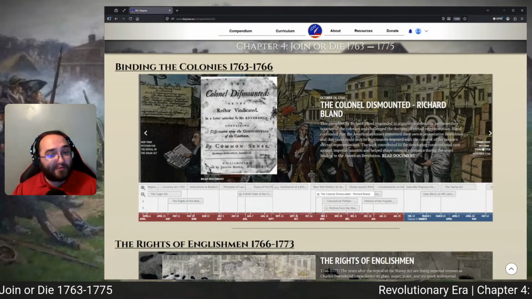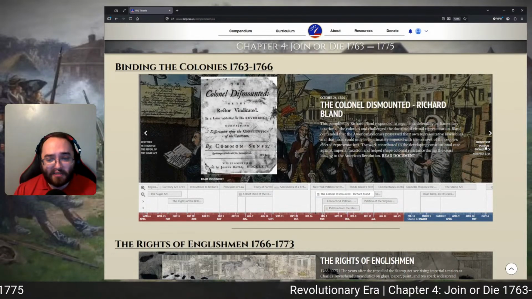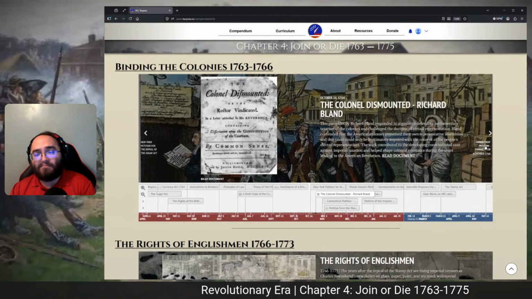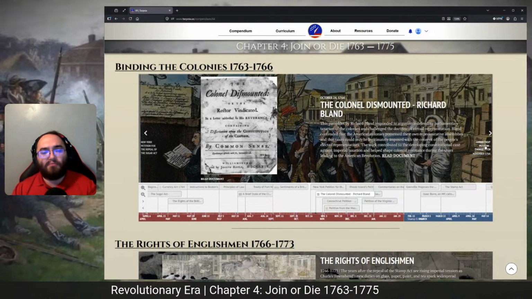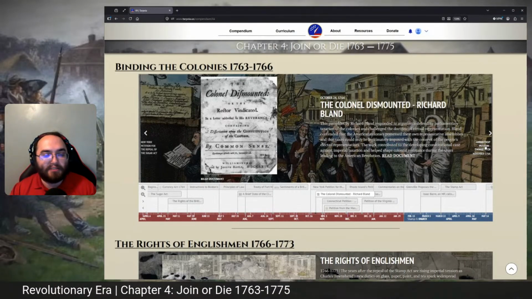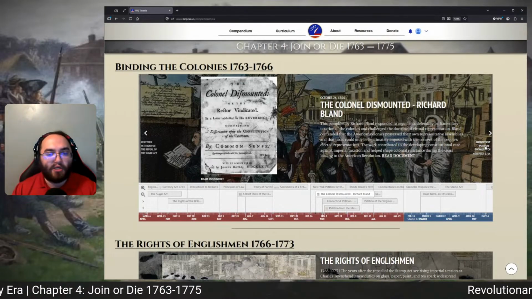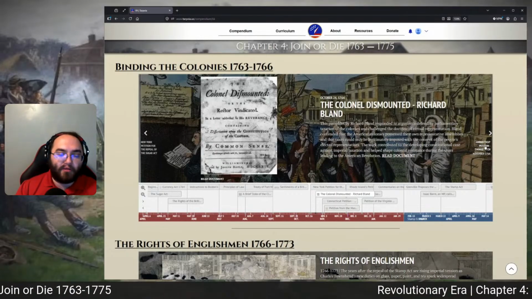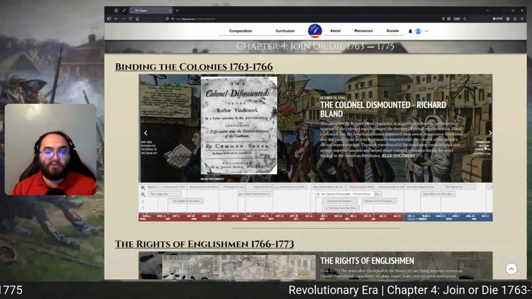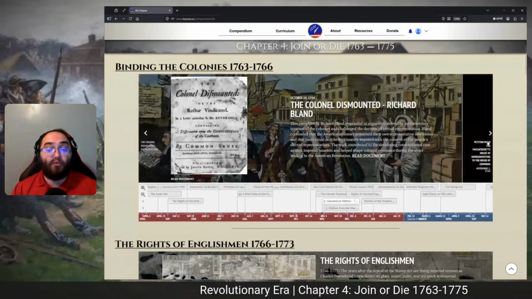Here's yet another political essay. This is by Richard Bland, and he's a patriot. He's going to be arguing against these policies, and he's directly responding to some of the loyalists who are defending the policies and the authority of Parliament.